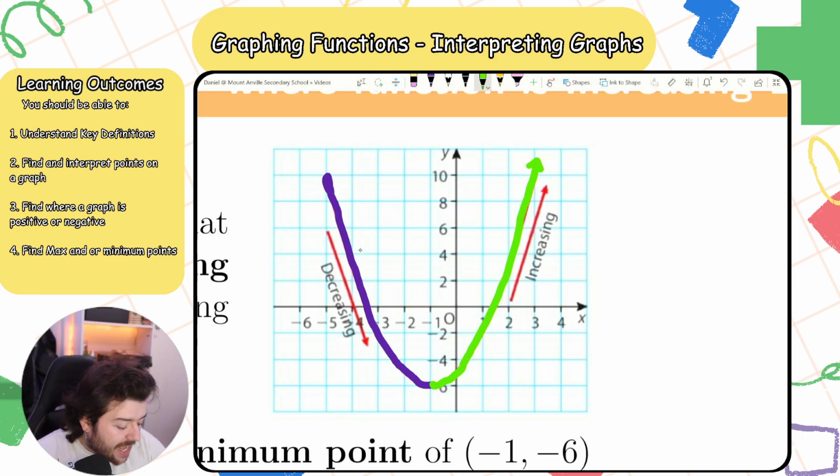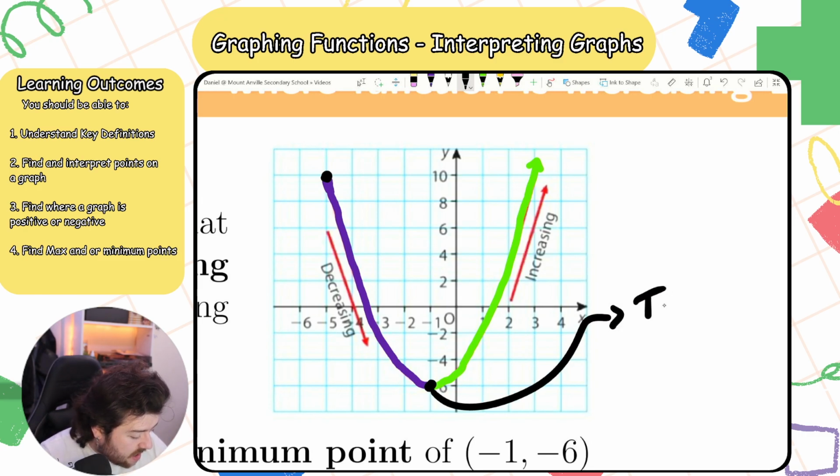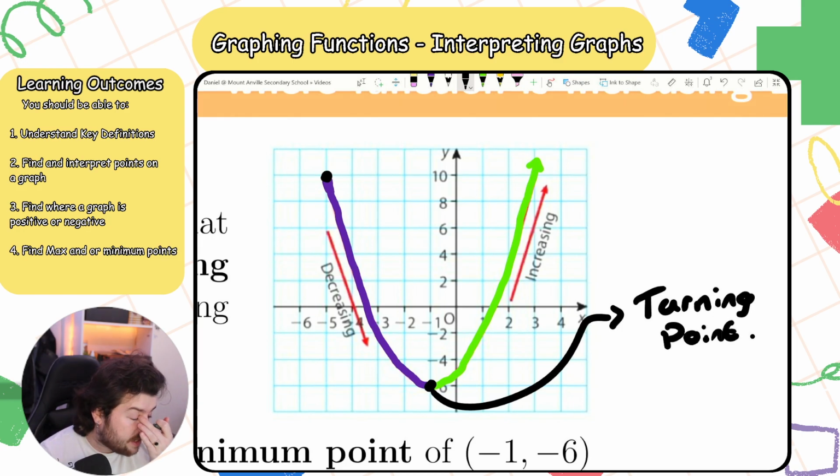So it's decreasing between that point and this point, but it's increasing from here to here. See how it changes direction at this point here. Then it starts going down, but then it starts to go up. So this is called a turning point. You don't really need to know the terminology per se, but that's what turning points are.